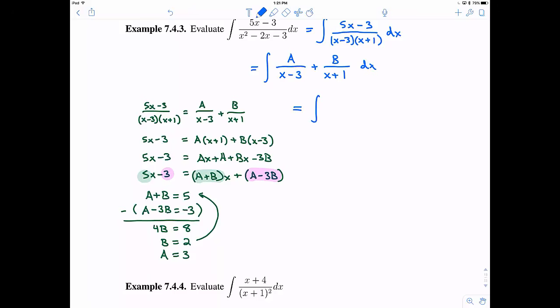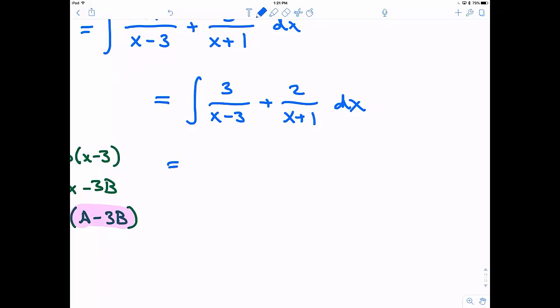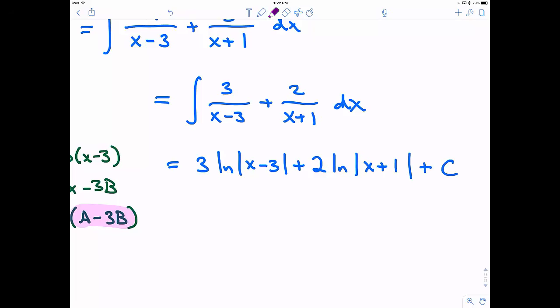So therefore, we can rewrite this as the integral of 3 over x minus 3 plus 2 over x plus 1 dx. And we've successfully applied partial fractions. Now we're left with the calculus part. So we will integrate. We get 3 times the natural log of the absolute value of x minus 3 plus 2 times the natural log of the absolute value of x plus 1 plus my constant of integration. Oops, not dx. Plus my constant of integration, c. And that is our final answer.